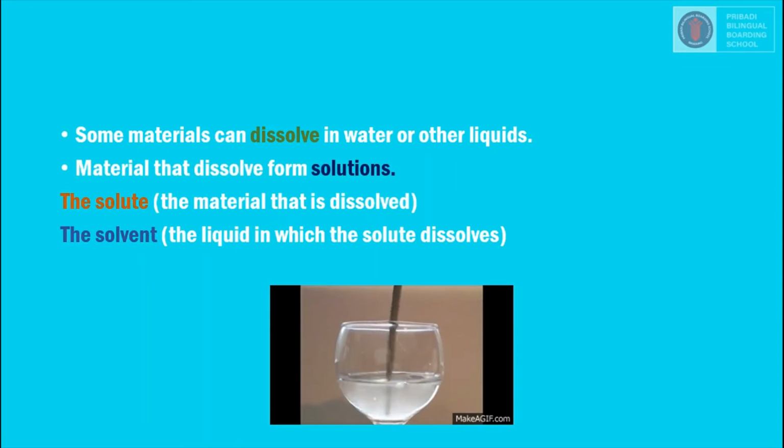So this is an example of salt dissolving inside water. The solute is the salt and the solvent is the water. When they mix together, they form a solution. You cannot see the solute in a solution after it has dissolved. The particles of the solute move in between the solvent particles when they dissolve.